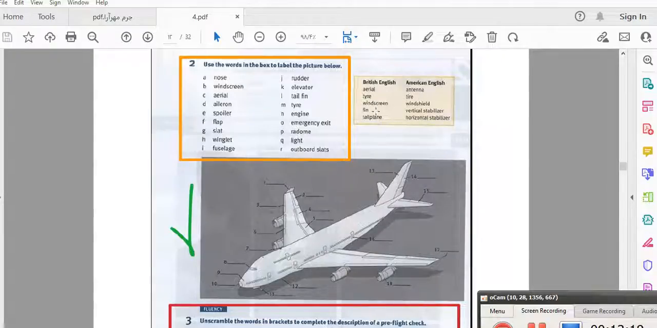The spelling is different. Windscreen, windshield. You see, Americans say windshield. For a car, we use it too. Number 8. Windscreen or windshield. No difference. Fin, vertical stabilizer. Tailplane, horizontal stabilizer. It's here. So match them. This is one of the important parts for your final exam. Read them, record your voice, and send it to me, please.